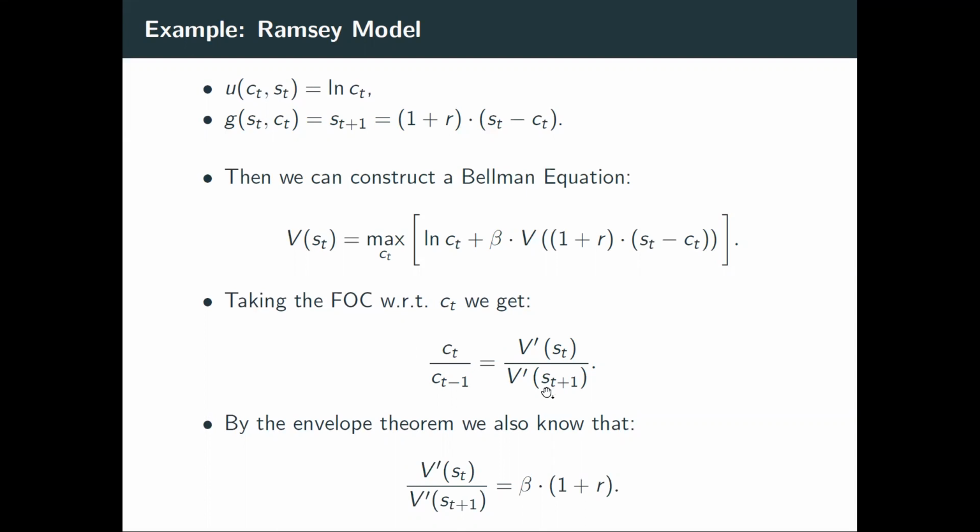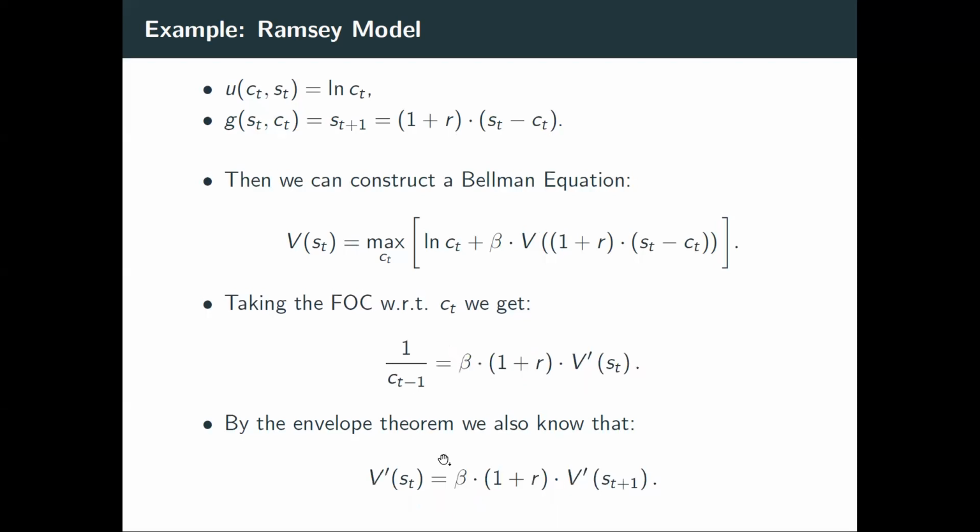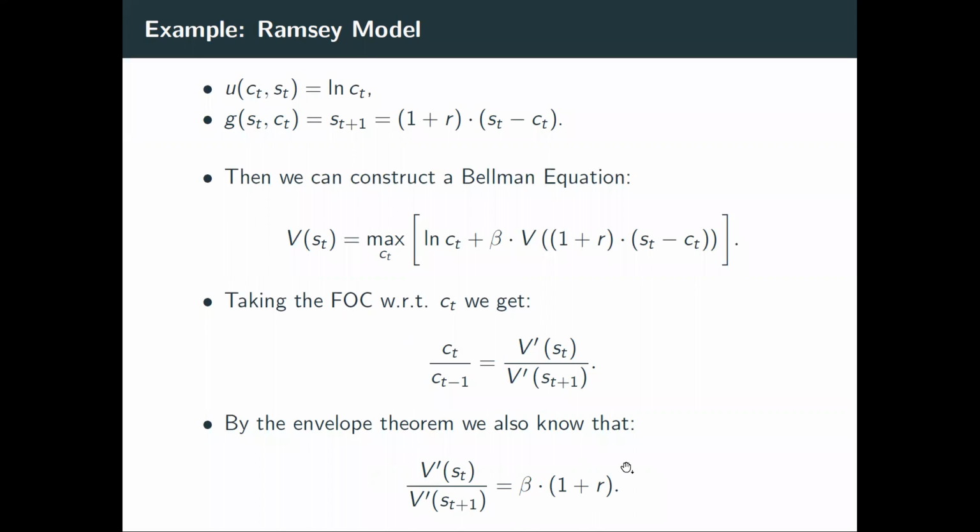Basically, as promised, it's a multiplication between CT and V prime ST plus 1, and it doesn't depend on the time index. So what is important is that consumption at period something multiplied by V prime of S at period something plus 1 is the same. So that's what we can get from this. And also from the envelope theorem, let us again divide these V primes, and eventually we'll have that this division is equal to beta multiplied by 1.